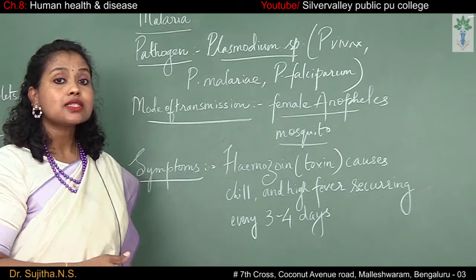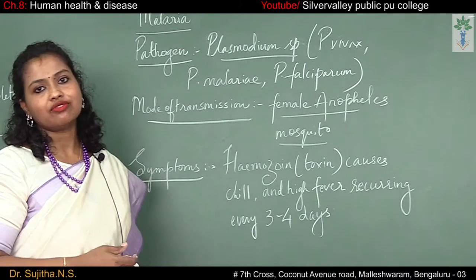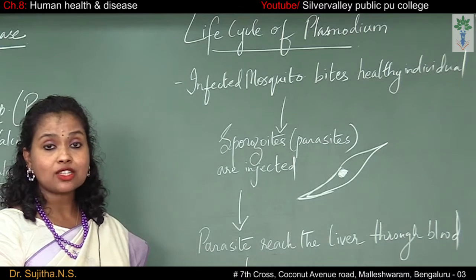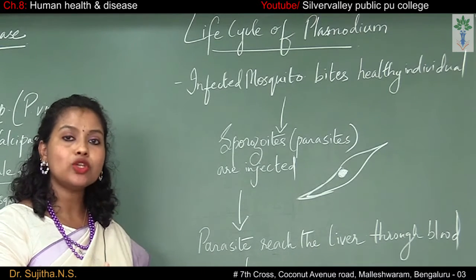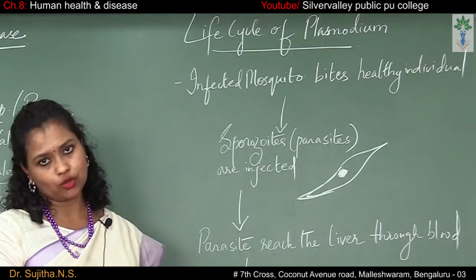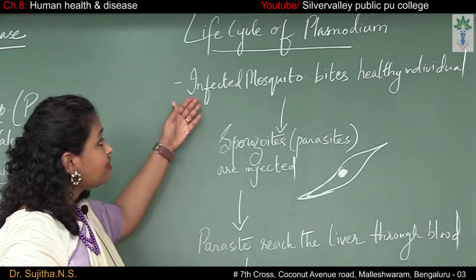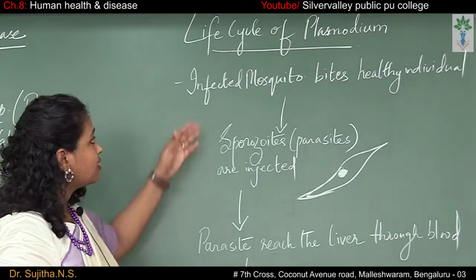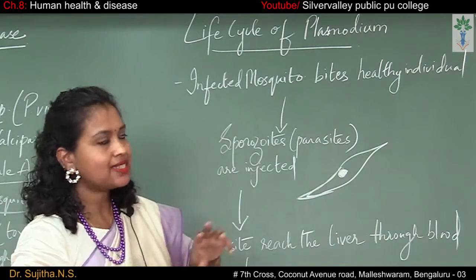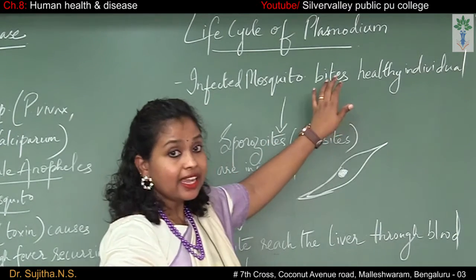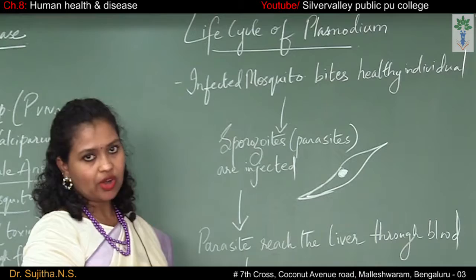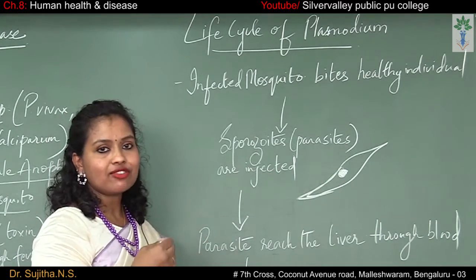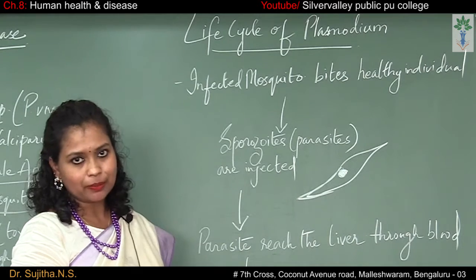So now let us study the life cycle of the Plasmodium. The life cycle of this Plasmodium starts with the mosquito, and this mosquito is already infected with this protozoa. So it is an infected mosquito which causes this disease. And when an infected mosquito bites the healthy person, it releases sporozoites. Sporozoites are the parasites, released from the salivary gland of the mosquito.